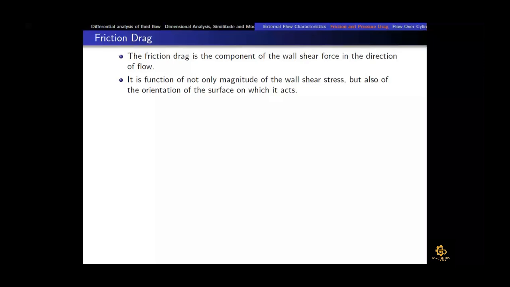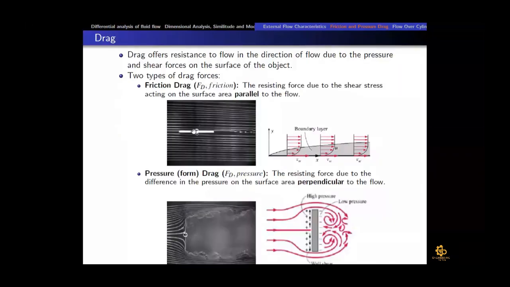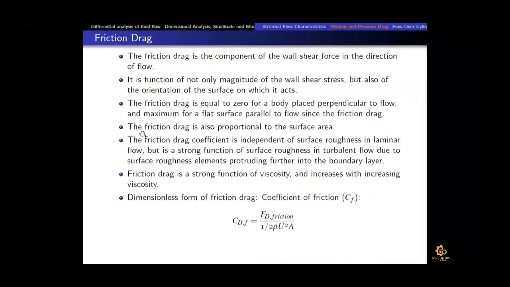So angle of attack, which we usually call it. The friction drag is equal to 0 for a body placed perpendicular and maximum for the flat surface parallel to the flow. Then the friction drag is also proportional to the surface area. If the surface area of this flat plate is more, then we have got more friction drag, right? So it is directly proportional to the surface area. And then it also depends upon the viscosity. Why is that? Because wall shear stress is mu into du dy. So mu is the viscosity.